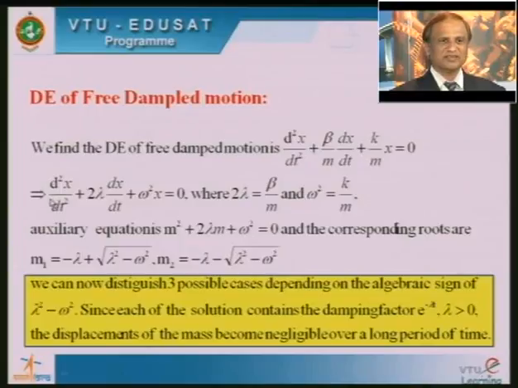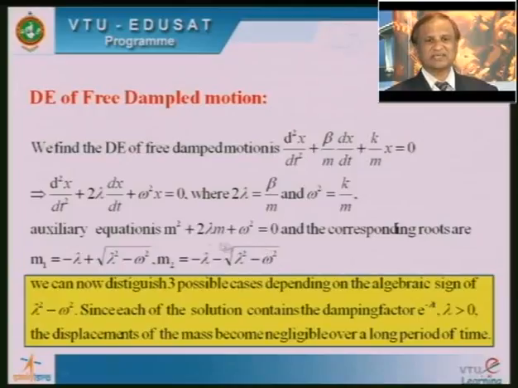I hope you will get D squared x plus 2 lambda D x plus omega squared x equal to 0. Is it clear? If I replace capital D by m, I will get an auxiliary equation, for example, m squared plus 2 lambda m plus omega squared equal to 0. And the corresponding roots are found with the usual method. I have already explained, it is a quadratic equation.